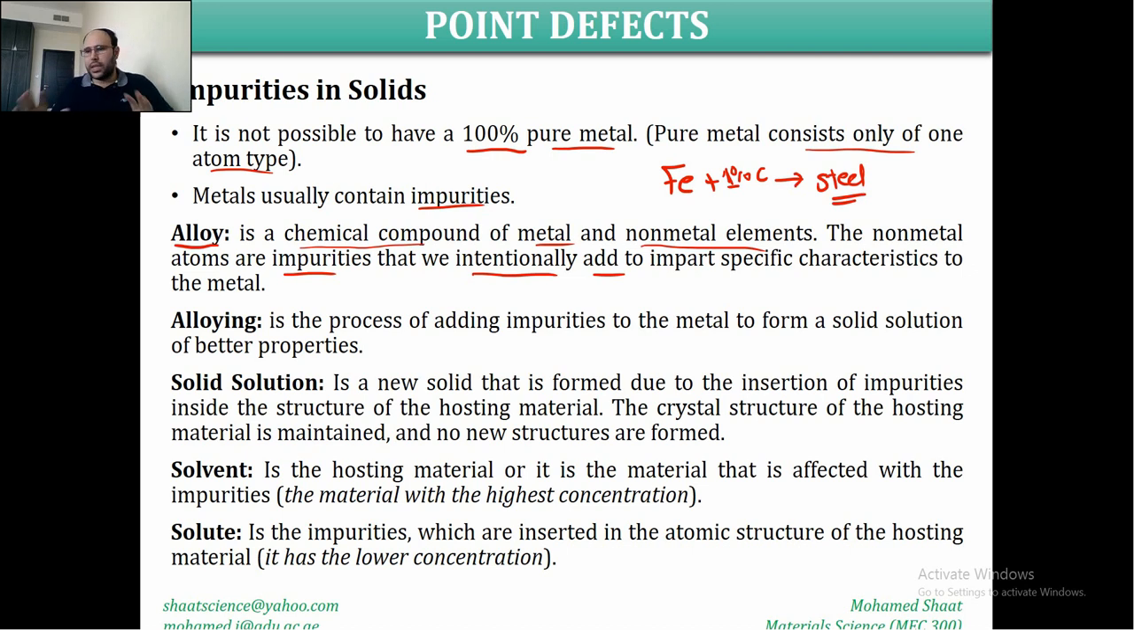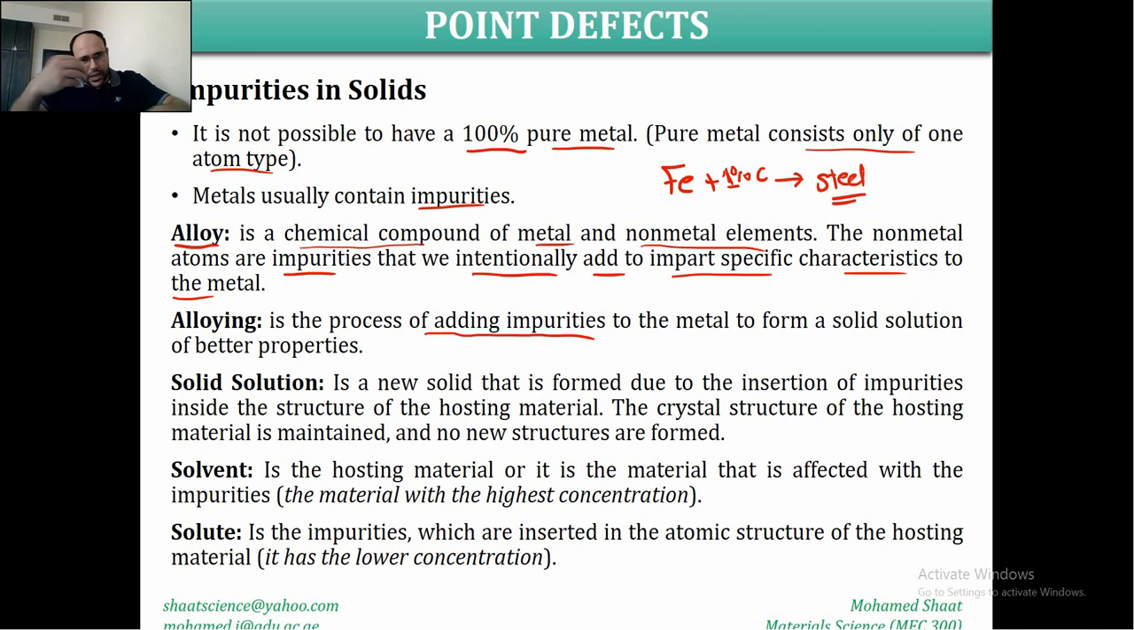So alloying, simply, is taking a pure material and adding some impurities into it with the aim of enhancing its properties, like the case of iron and steel. So it is a chemical composition between metal and non-metal. The fraction of the non-metal is very negligible. These few things are counted as impurities, which we intentionally add to impart specific characteristics and properties to the metal. Alloying is the process of adding these impurities. What does it mean, alloying? It is a manufacturing method that depends on chemical interaction.